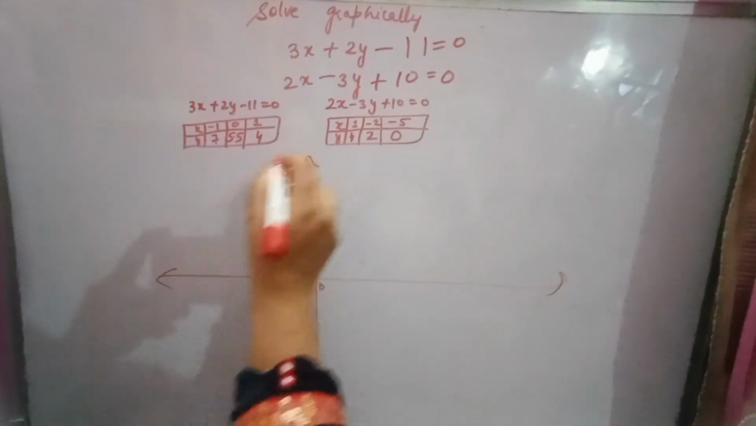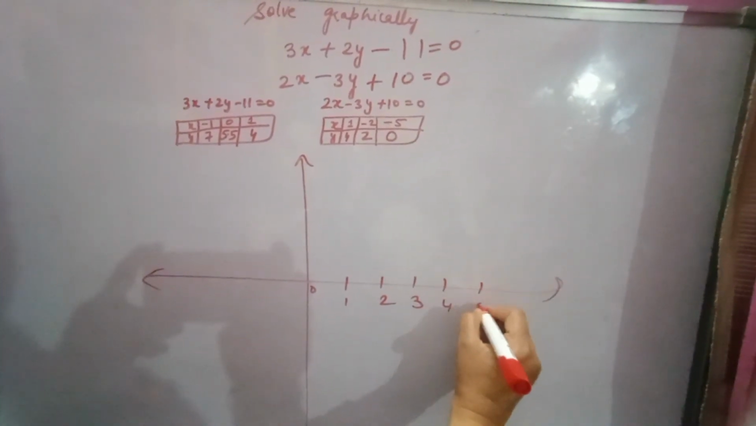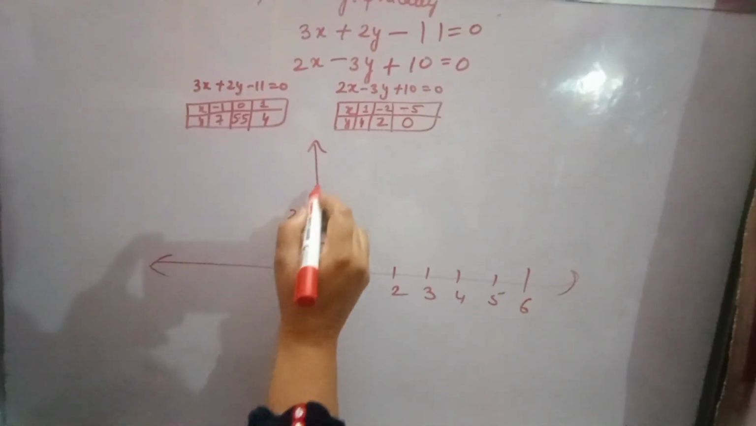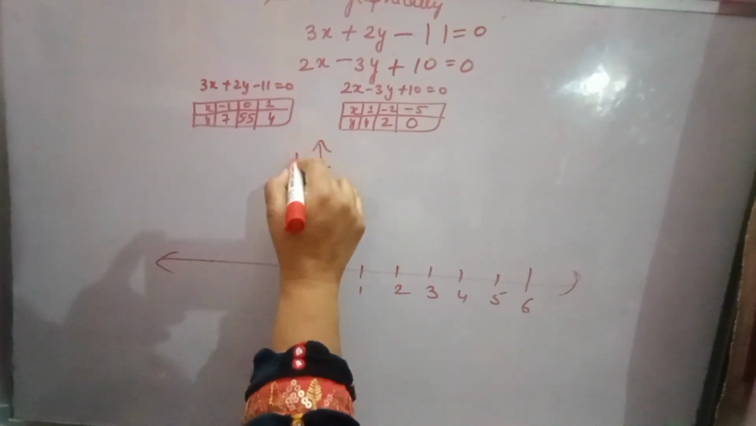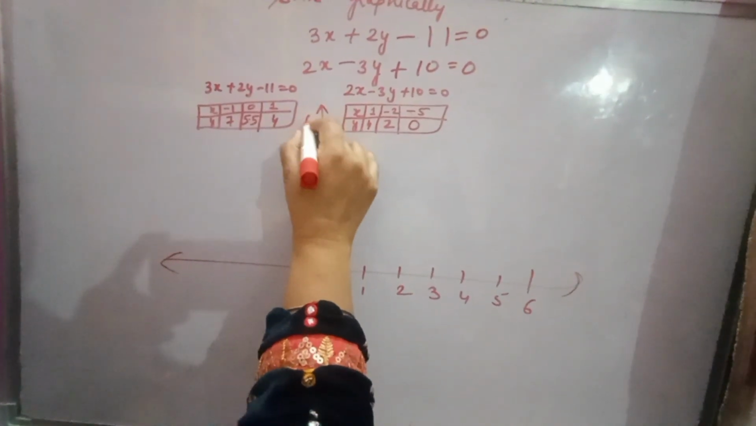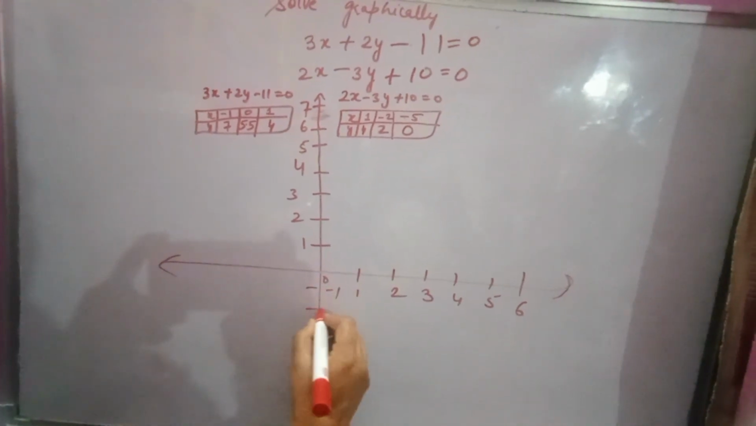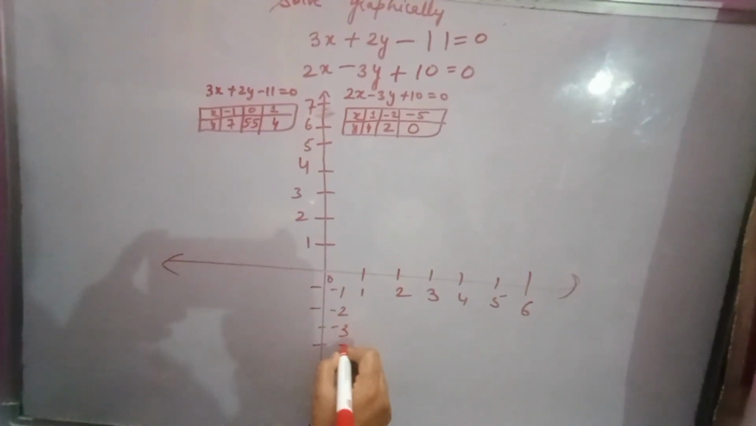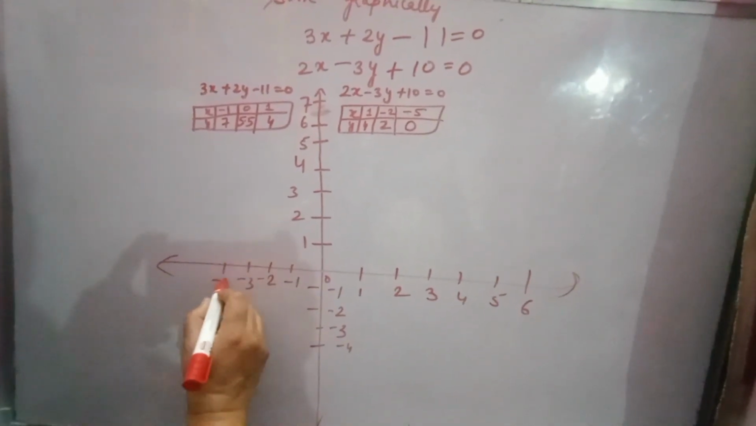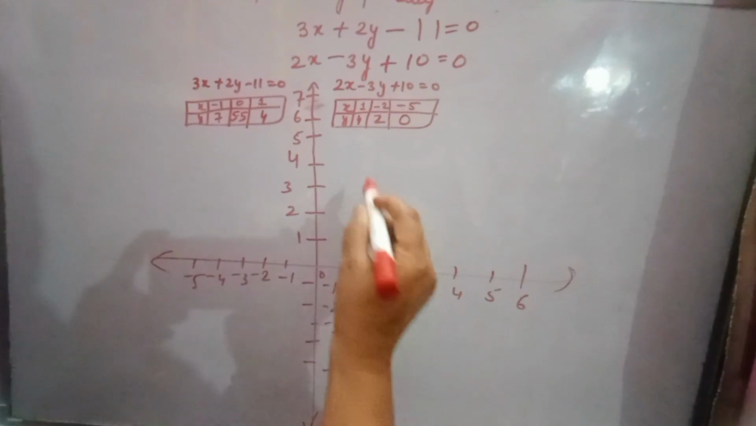This is x-axis, this is y-axis. You will plot 1, 2, 3, 4, 5, 6. Then on the y-axis 1, 2, 3, 4, up to 7 you can plot because your value of y is up to 7. So I am plotting up to 7. Less also you will plot, no problem. Here minus 1, minus 2, minus 3, minus 4. Here minus 1, minus 2, minus 3, minus 4, minus 5. Here also take minus 5 because up to minus 5 x values are there.